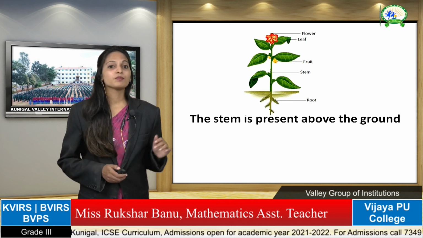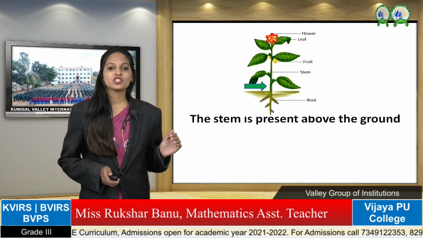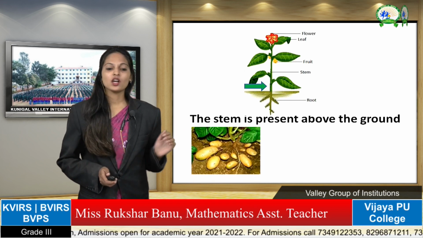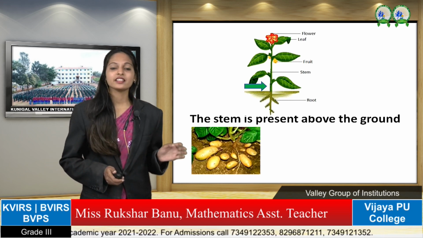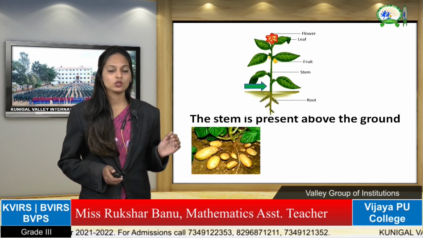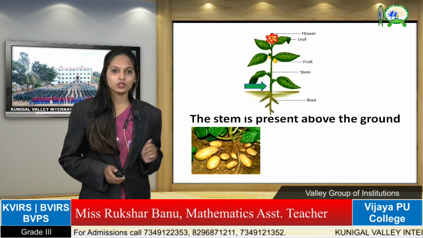The stems of some plants like potato, ginger, onion, etc. store food in them. So this is the stem. You can see here they store food. Yes, in that stem also they store food.